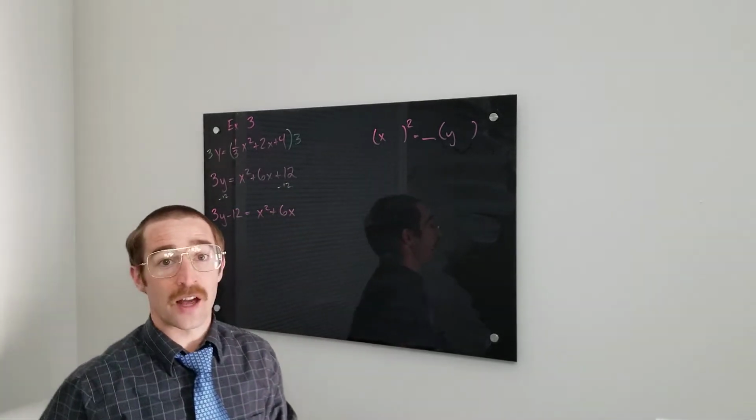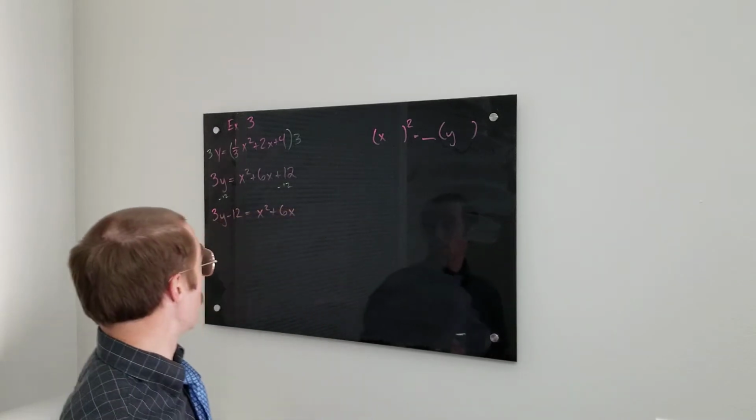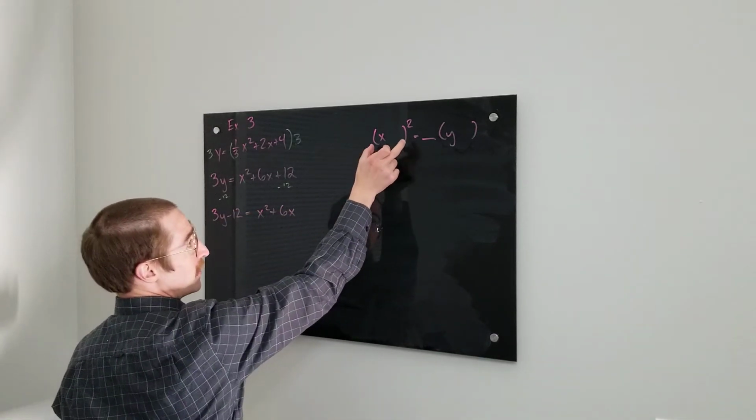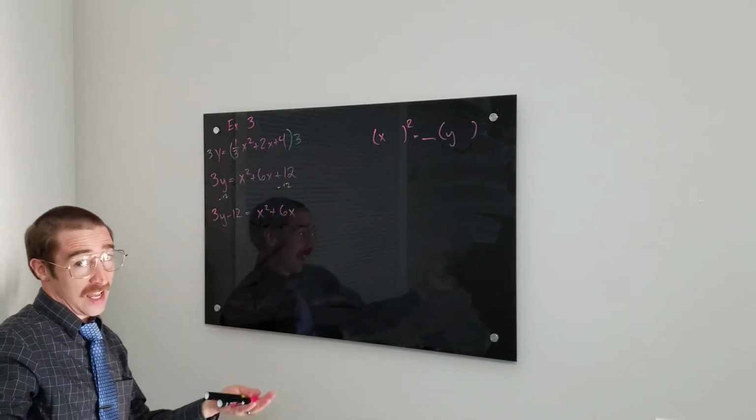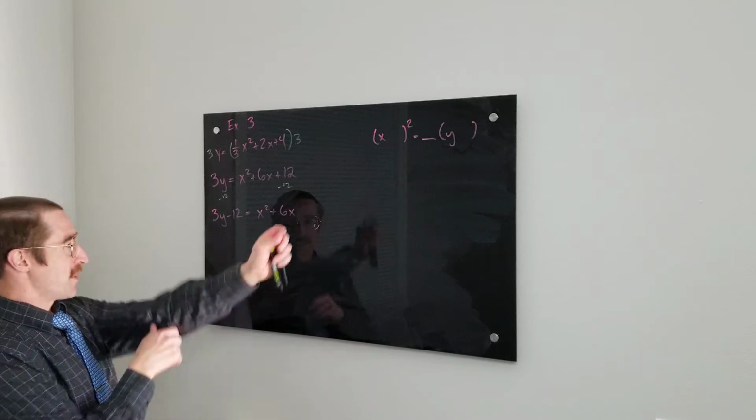Now that I have this, I want to complete the square. In other words, I want to make this into a perfect square. I can't just say, poof, it's a square. I need to do some maths.